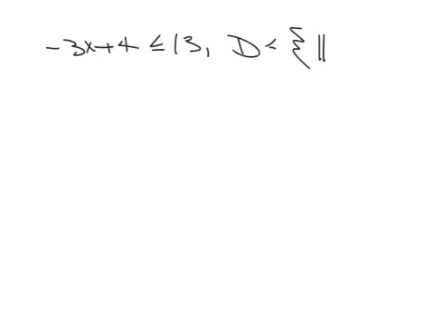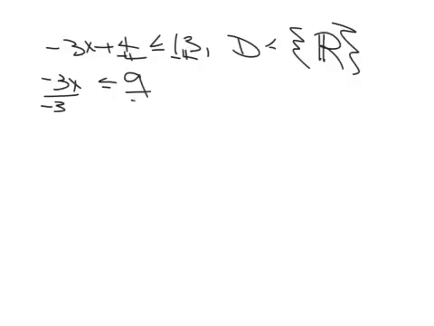It says that negative 3x plus 4 is less than or equal to 13, and our domain, or the numbers that we have to choose from, are the real numbers, or all the numbers. Okay, so let's look at this. We're going to first of all subtract 4 from both sides. We didn't change the sign because we subtracted 4. We didn't divide by 4. And we get that. Now we're going to divide by a negative. And when you divide by a negative, again, you flip the sign around.